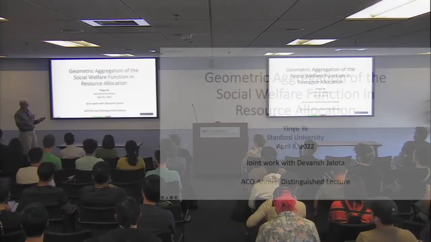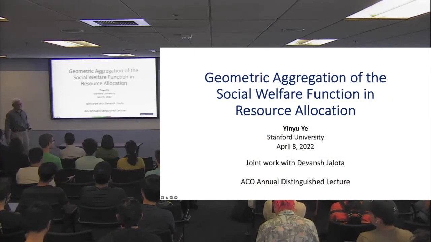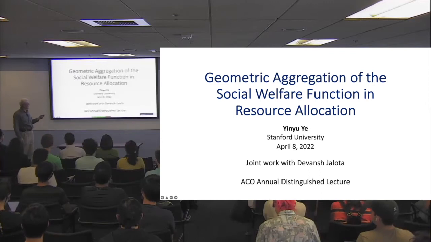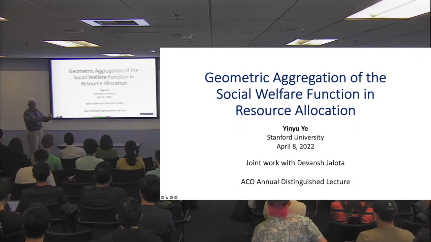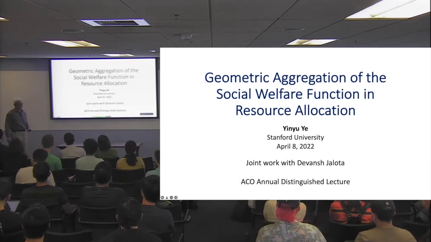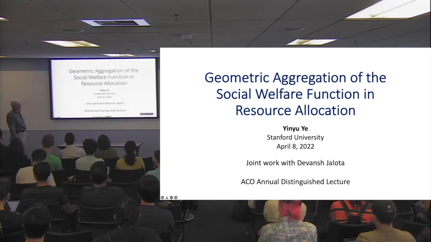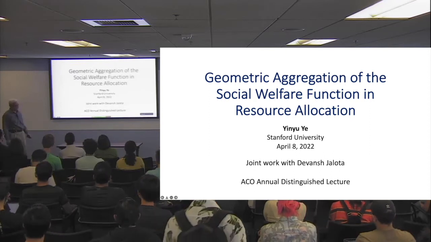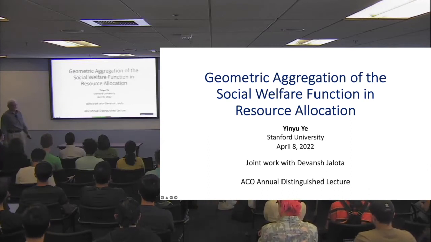I'm so honored to be here at UCI and give this ACO lecture. My name is Yinyu Ye from Stanford, and I have been mainly working on optimization and mathematical programming. Today I'm going to talk about geometrical aggregation of social welfare function in resource allocation. This is joint work with my student Device at Stanford.